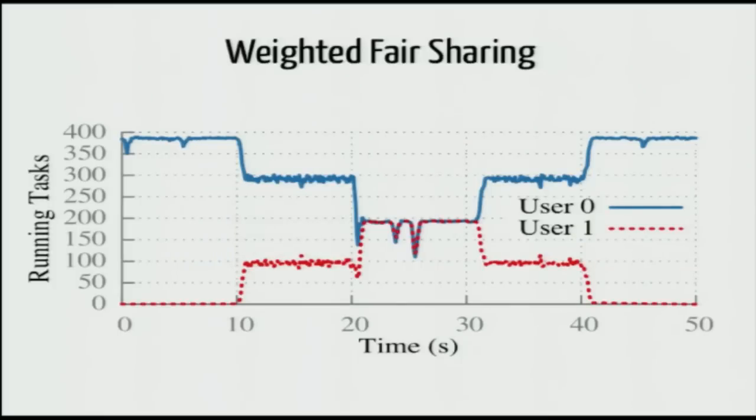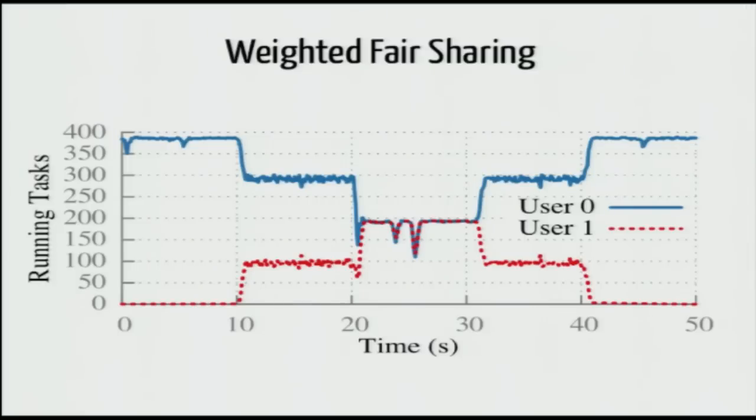So here what we're looking at is a case where you have 2 users running in a 100 machine cluster. User 0 has an infinite backlog of work for the scheduler, and user 1 changes the number of tasks that she's submitting to the scheduler every 10 seconds. And both users are given equal share here. So at 10 seconds into the experiment, user 1 increases her demand so that she has 100 tasks ready to be run at each point in time, and then the same thing at 20 seconds in.